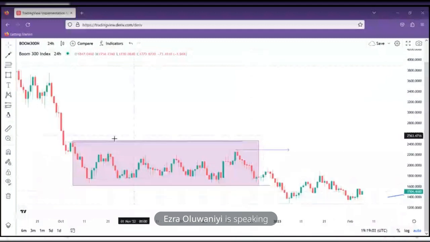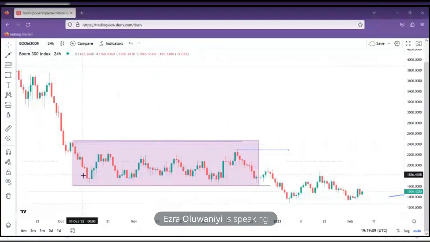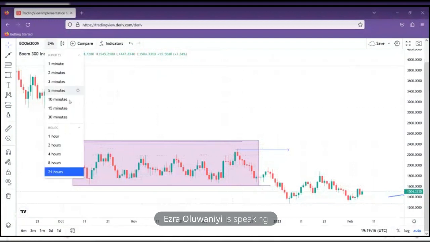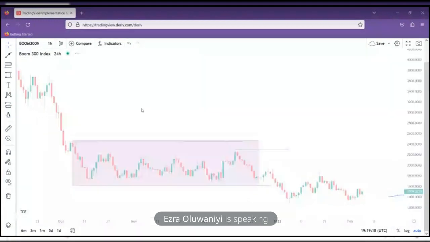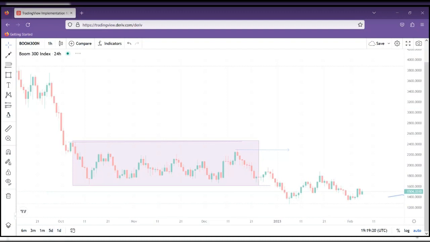Now remember, this is on daily. This is my macro structure, the higher time frame structure. A push phase, retracement phase. We want to confirm whether this retracement phase is about getting exhausted. So we go to H1. Let's see what H1 is saying.